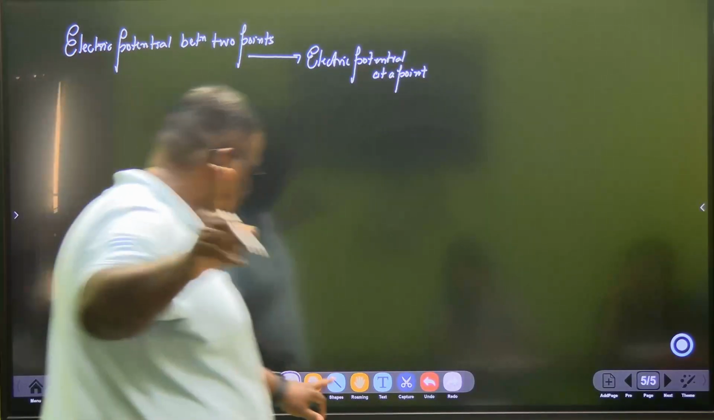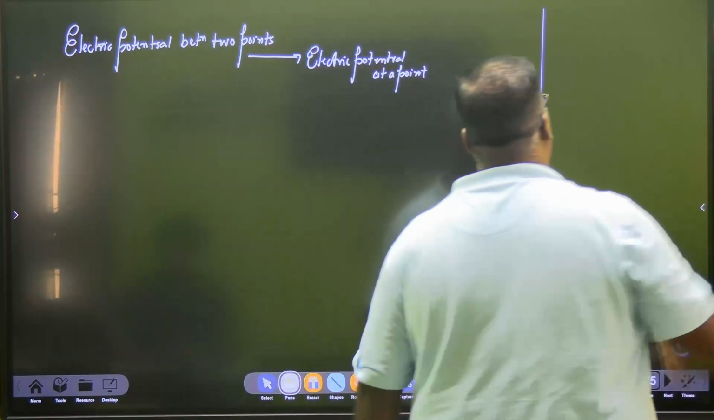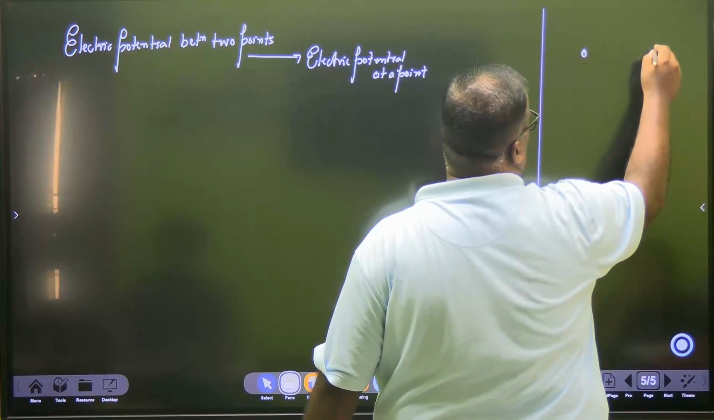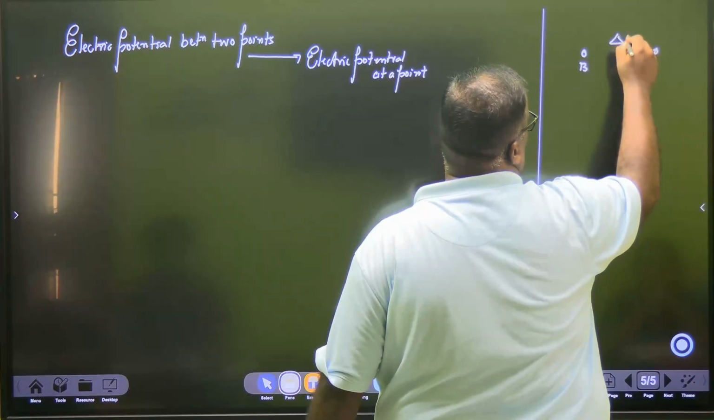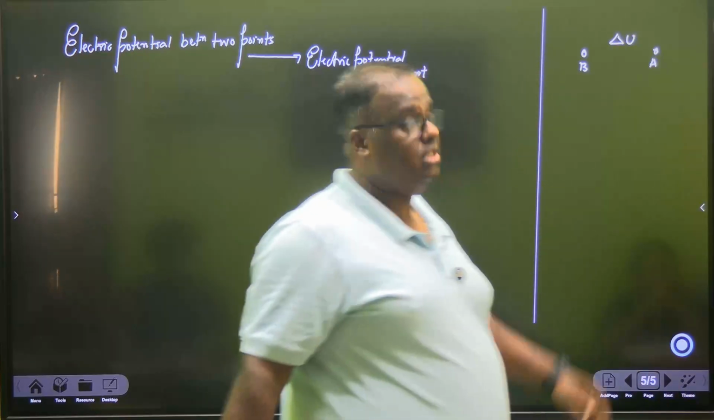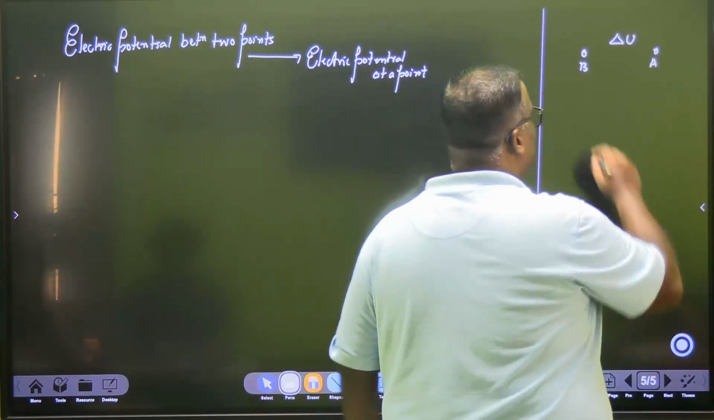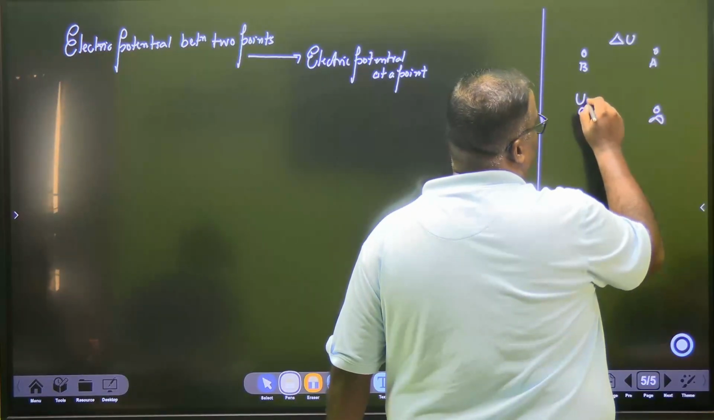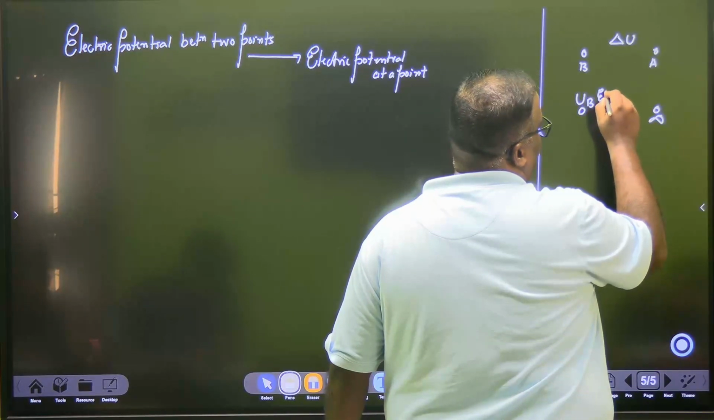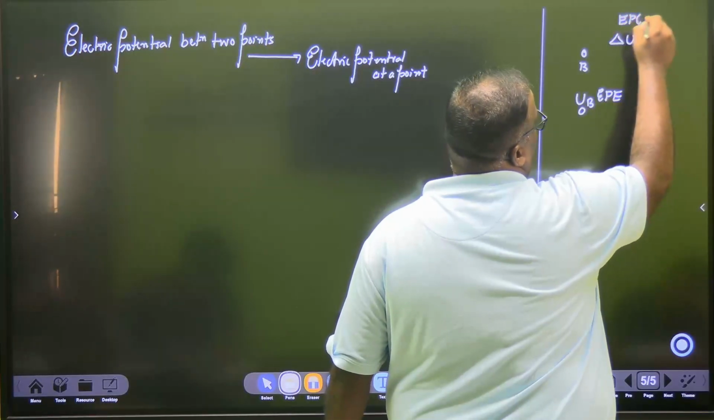There is absolutely no need to get confused. Your study was 2 points, A and B. First, you measured delta U, which is the electric potential energy difference. Then you went to infinity and measured UB. This is electric potential energy. This is EPE difference.